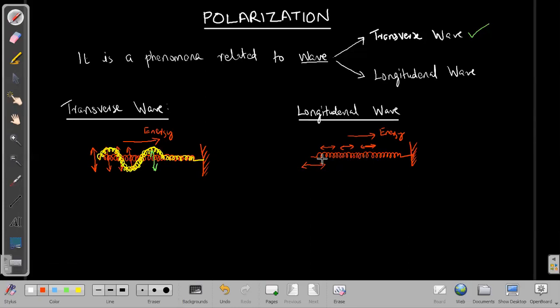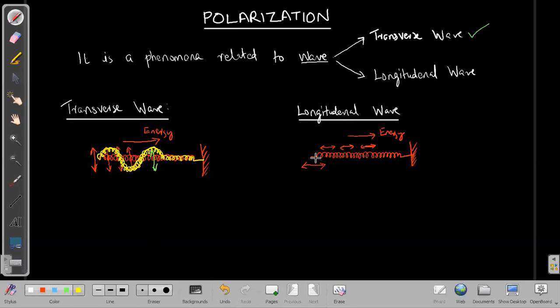The energy of the oscillation will move forward, but the spring particles will move in the backward and forward direction. So instead of a crest and trough, here we get compression regions and rarefaction regions. If you take a photograph of this spring at some point in time, you can see that at some point the spring particles would be very close to each other, and at some other point the spring particles will be very far from each other.